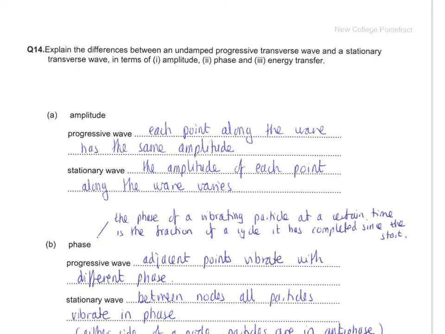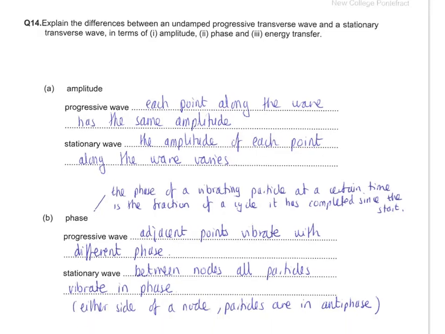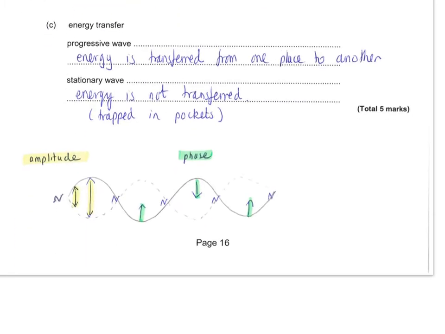With a stationary wave, the amplitude of each point is going to vary along the wave. Got a useful little diagram of that. There's a node, there's another node, and here all these points. These arrows obviously are showing twice the amplitude being the distance from the middle line up, but you can see very clearly that at different points we've got different amplitudes.